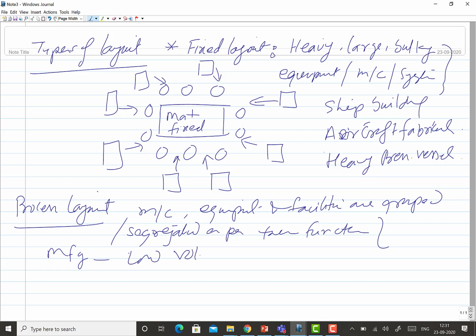low volume and high variety kind of products, where the volume is very limited, like 50 units of one type, another 50 units of another type, another 50 units of another type. So every time the setup has to be changed. So the volume is low and the variety is high, so for batch production that may be fine, and the facilities are arranged or segregated as per their functions.